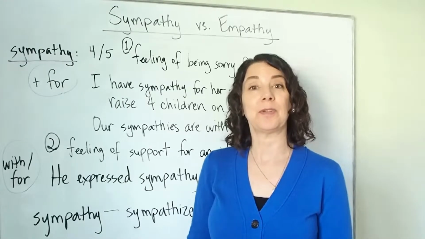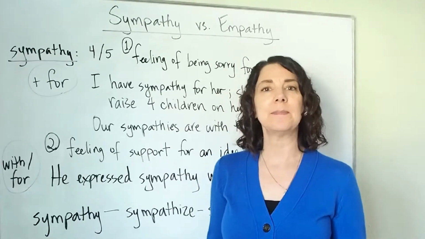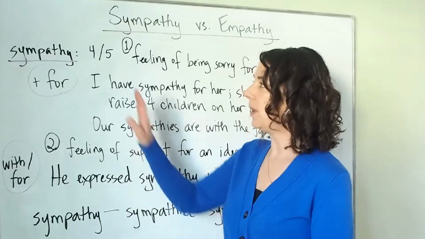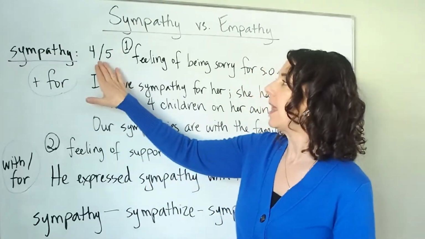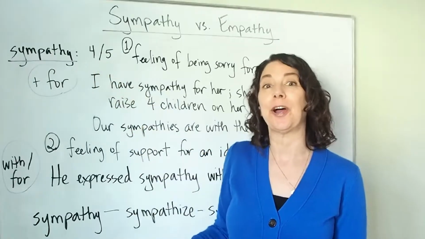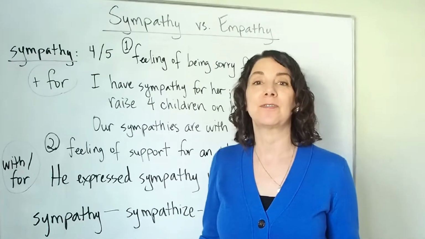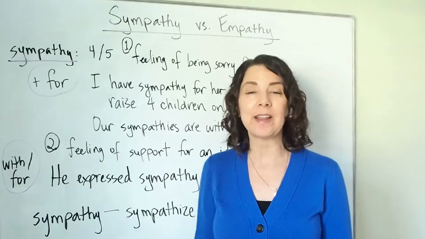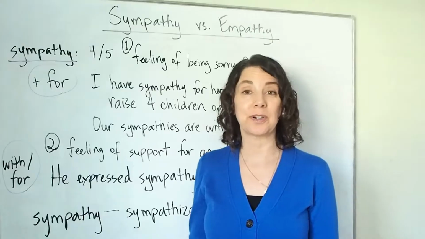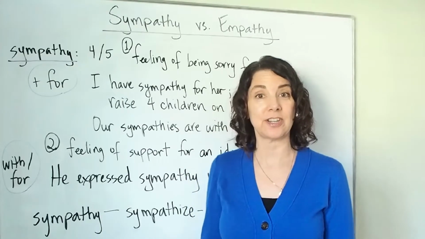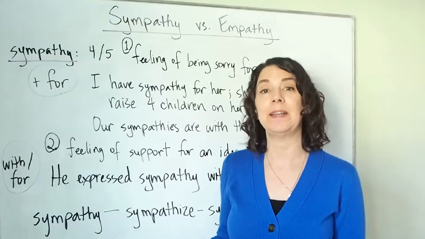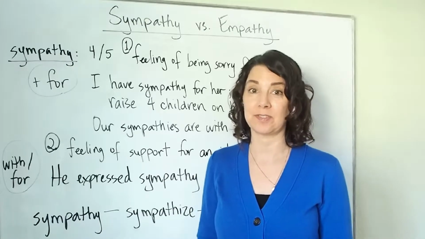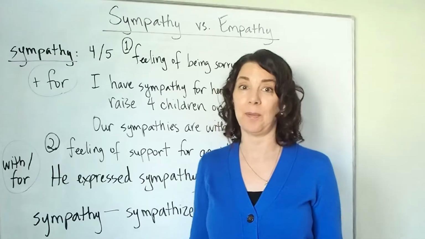So first, let's talk about the word sympathy. What does sympathy mean? Well, sympathy has two main meanings. And one thing you want to know about sympathy is that it has a score of 4 out of 5 as far as frequency goes. What does that mean? That means that it's a very common word. So when I looked this word up in one of the online ESL dictionaries, they have stars depending on how common the word is. And this word scored 4 out of 5 stars. So that means that it is a very common word.